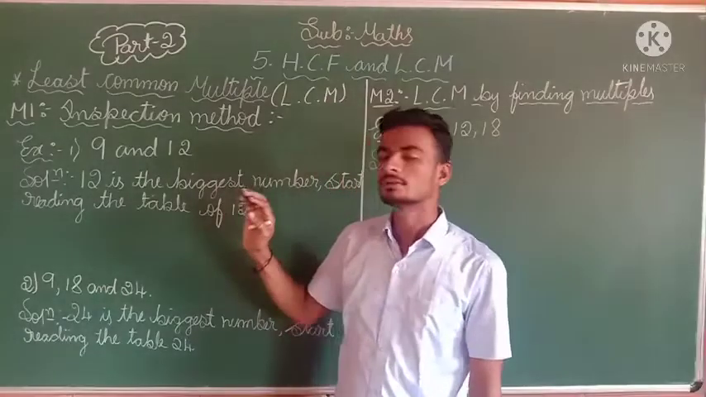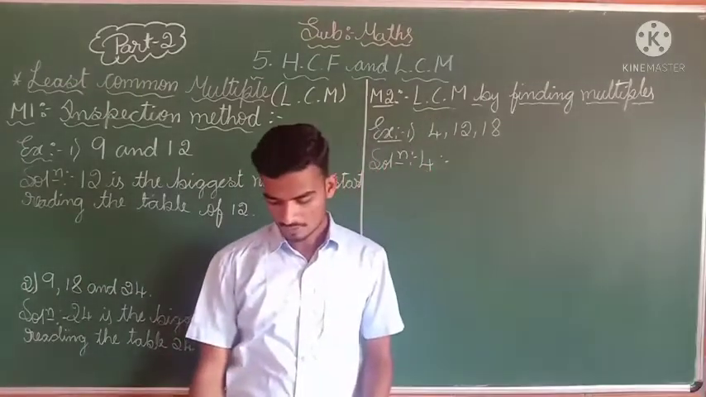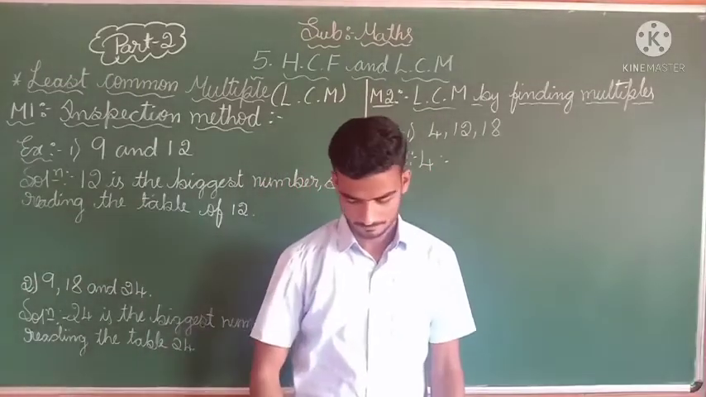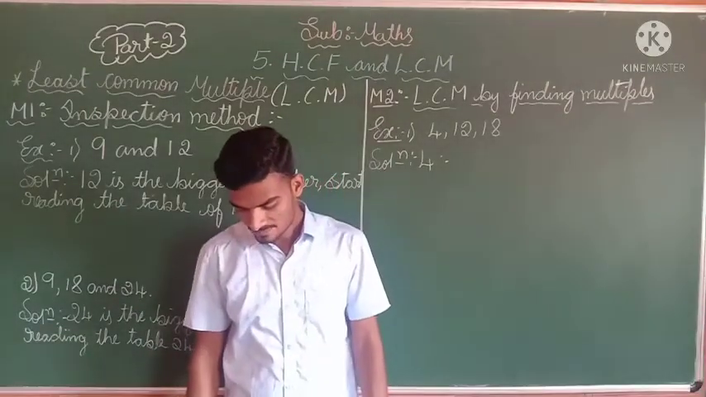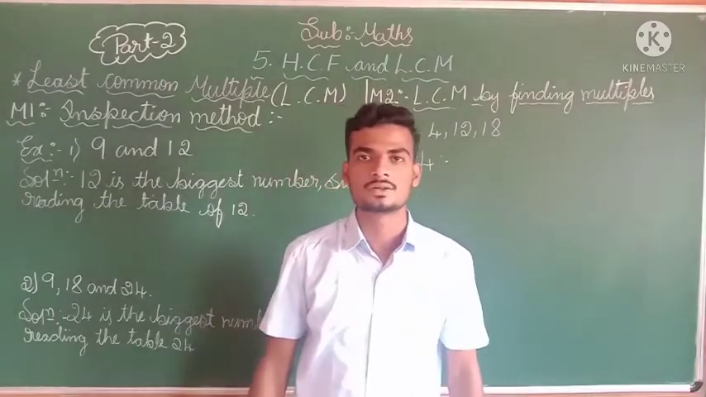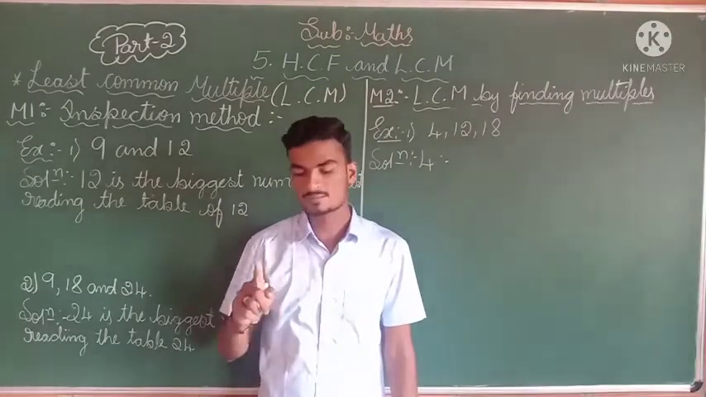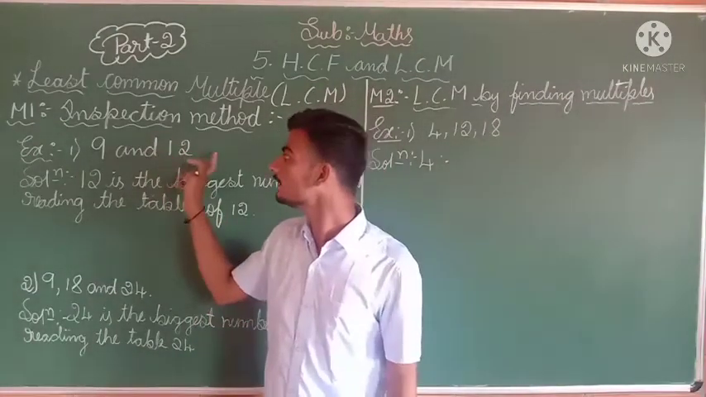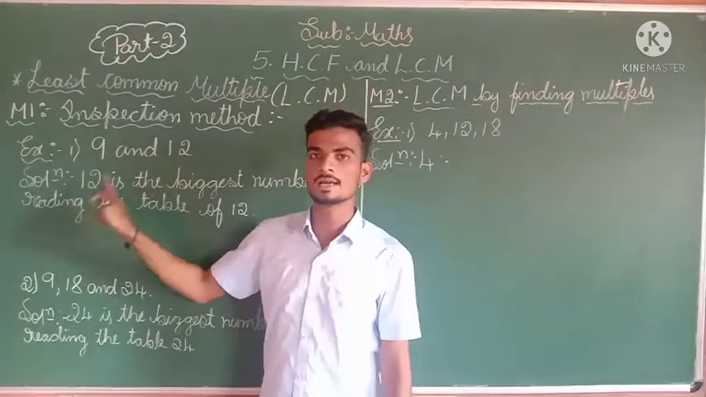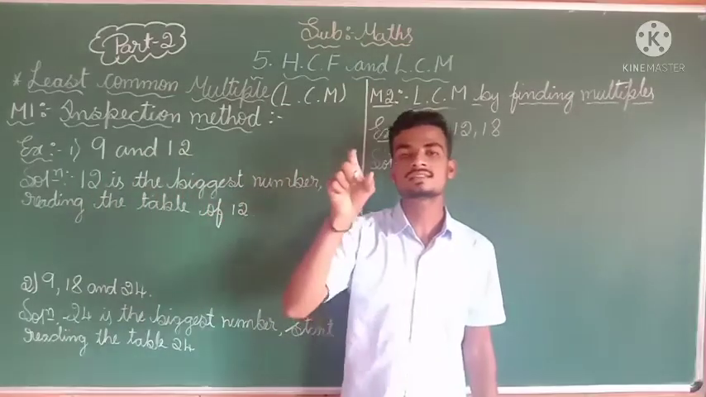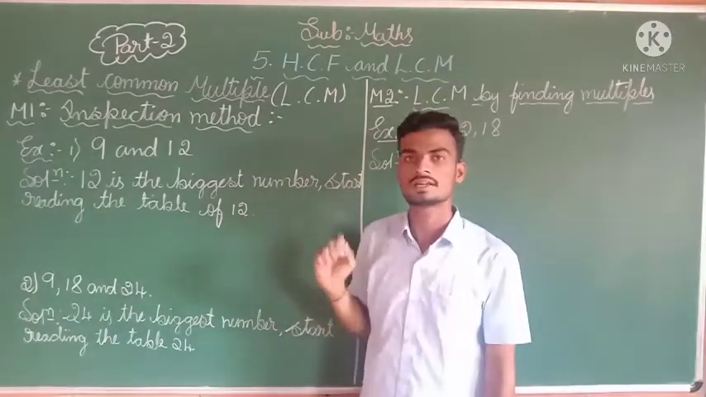They are going to give a question like this, as given in your exercise. In exercise 5.2, find the LCM of the numbers by the inspection method. Means you want to find the least common multiple in these two tables, the 9 table and the 12 table. What least common multiple will you find? That you want to write.